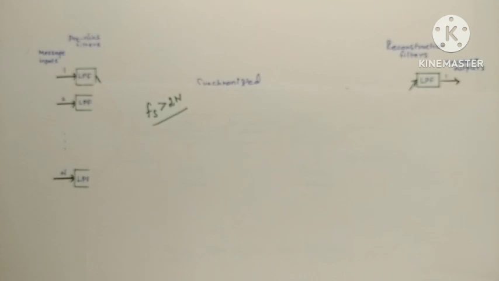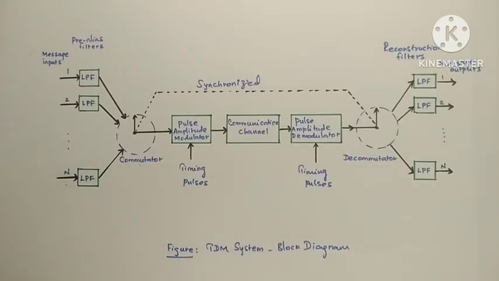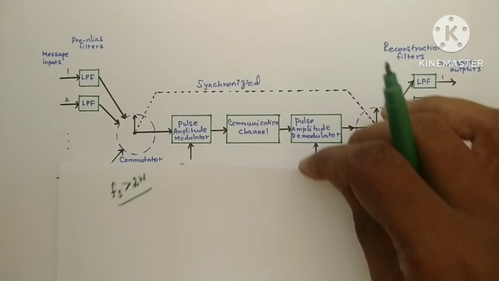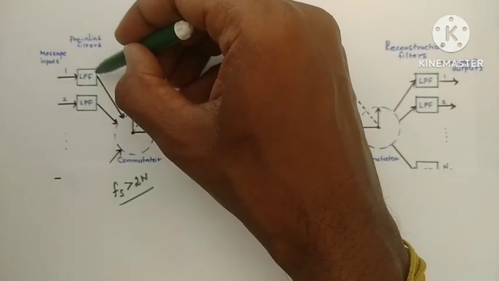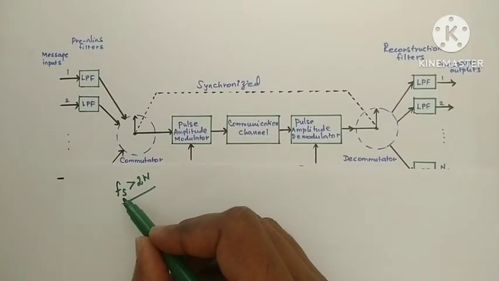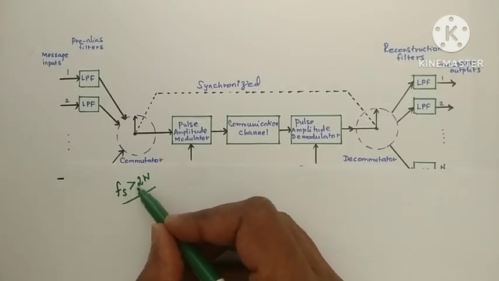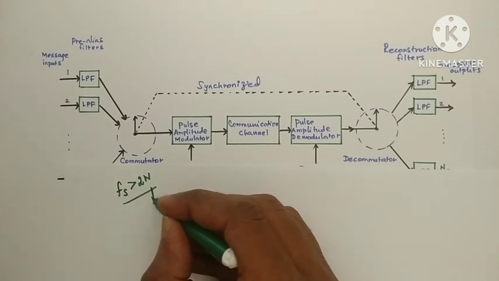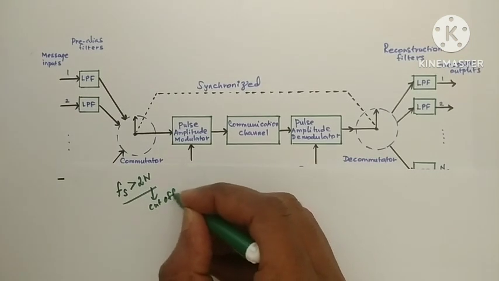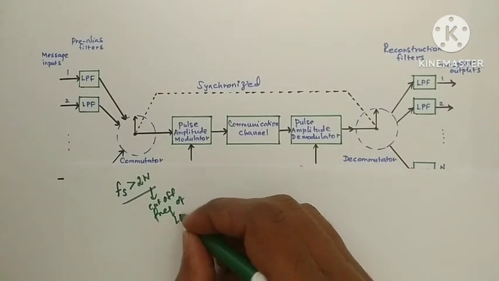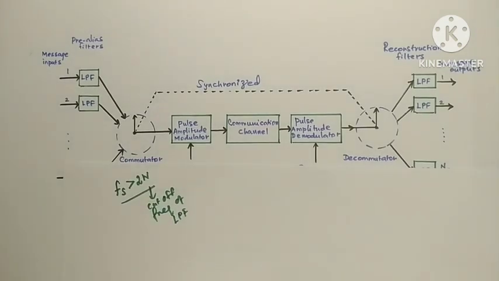So this is the electronic switching circuitry. It will take the sample from each input based on the sampling theorem. At what rate are the signals sampled? Consider only the first message. Here the sampling frequency Fs is greater than or equal to 2 omega, and this omega is the cutoff frequency of your pre-alias filter. So Fs is the sampling rate.